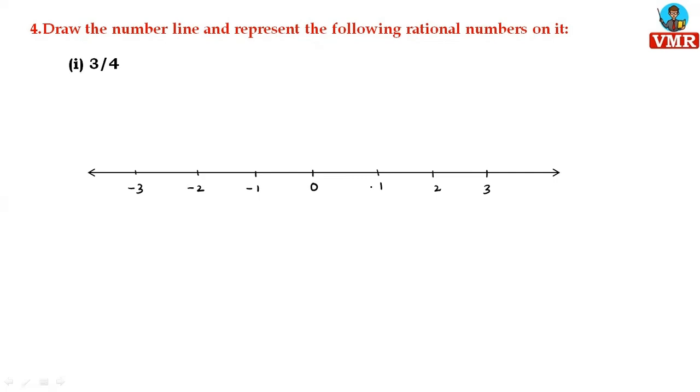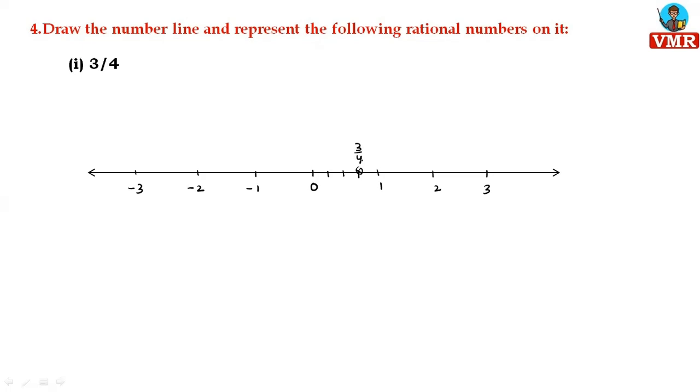For the 0, on the right side we have the positive numbers, and on the left side we have the negative numbers. Right side positive, left side negative numbers. So we have to indicate 3 by 4 on this number line. For this, divide the space between 0 and 1 into 4 parts, with 3 marks in between. Out of these, I am indicating 3 by 4 here.